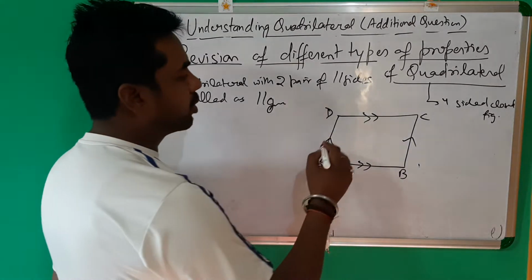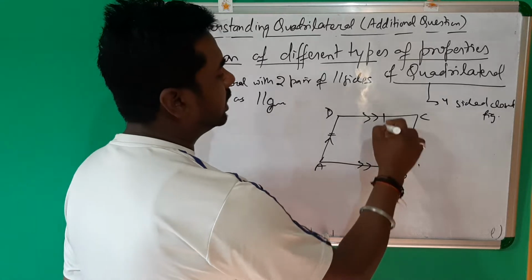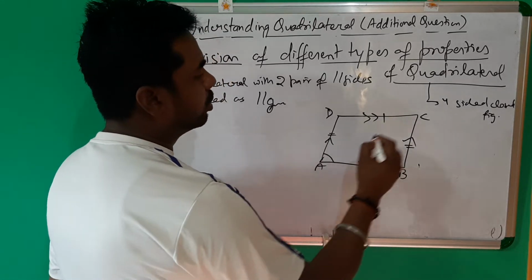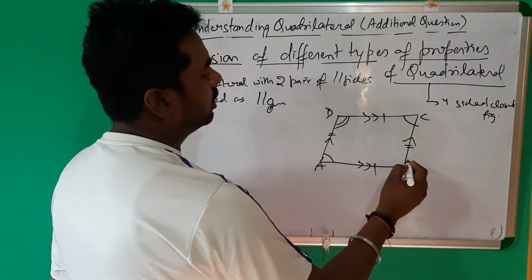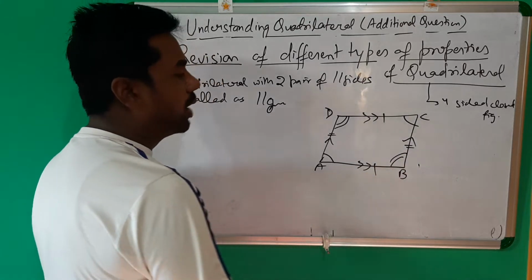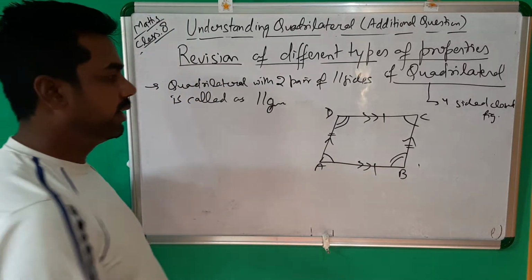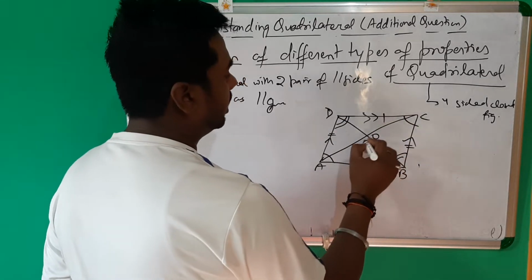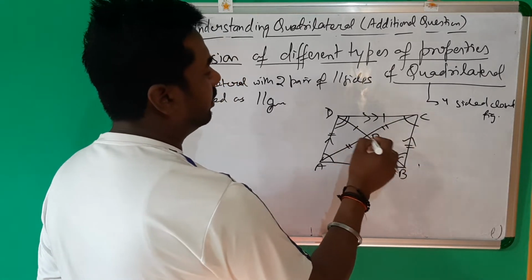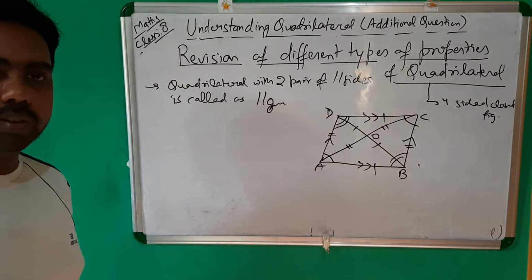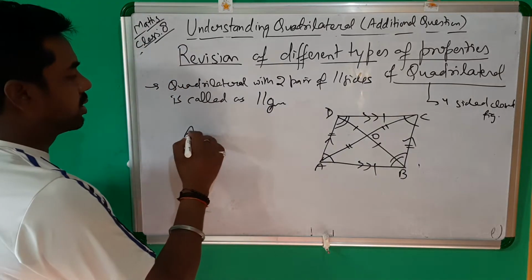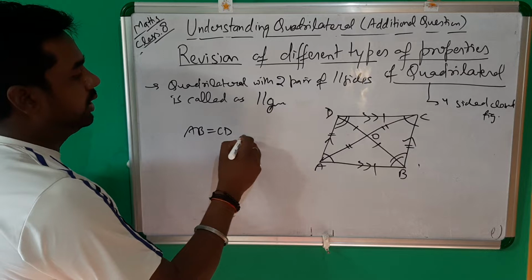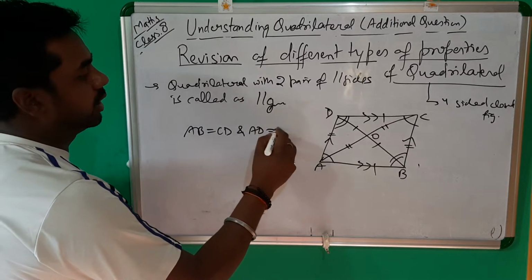And in a parallelogram, the properties are that opposite sides are equal, opposite angles are equal, the sum of two adjacent angles makes it 180, and diagonals bisect each other. It means this half is equal to this half, and this half are equal. It means AB equals CD and AD equals BC.